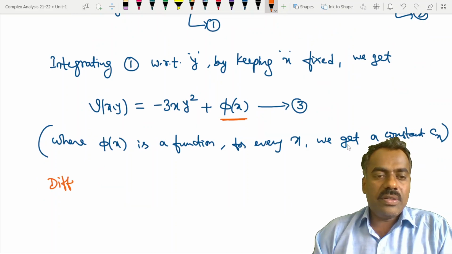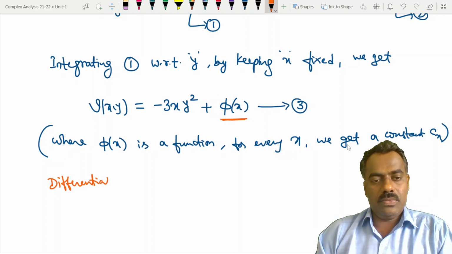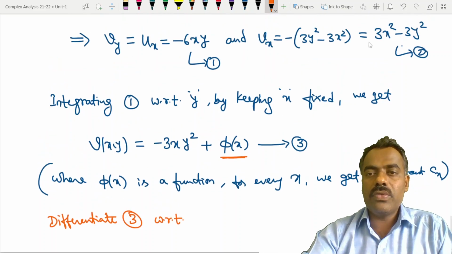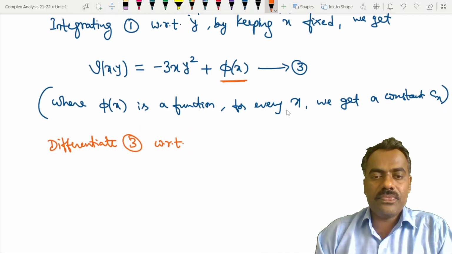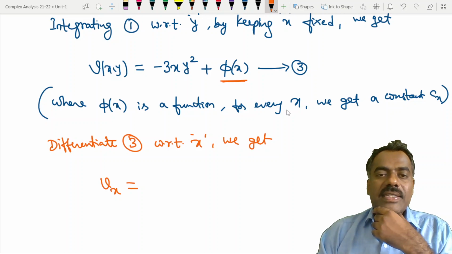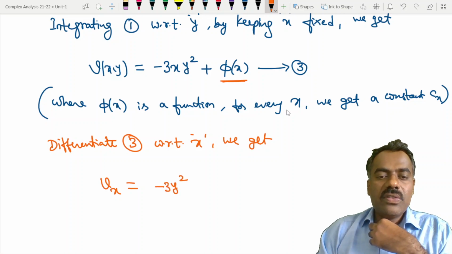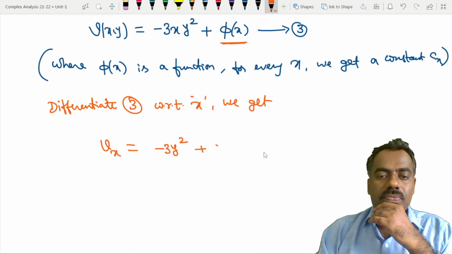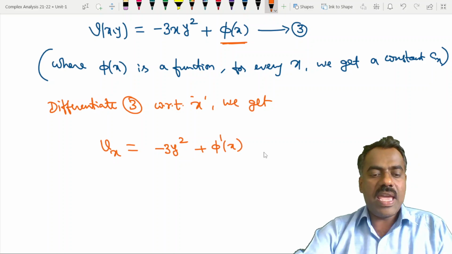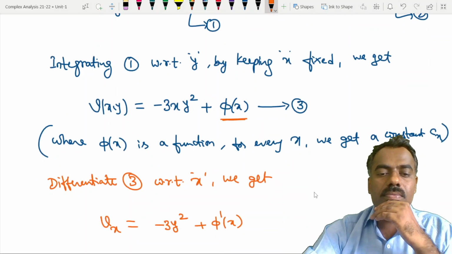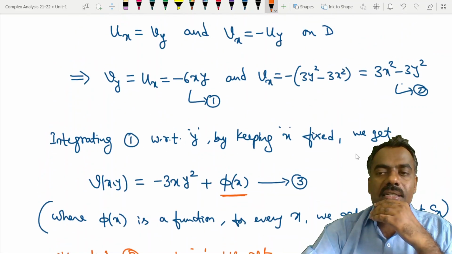So differentiate 3 with respect to what? X. We get Vx, which is equal to minus 3y square, yes or no? Plus phi dash of x. Any problem? Is that clear?